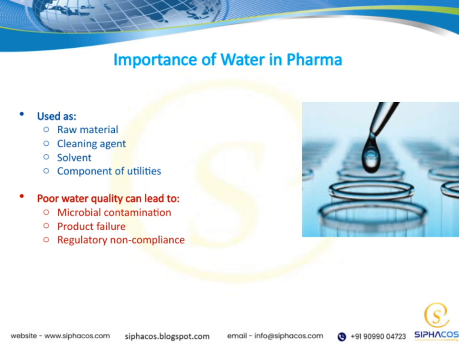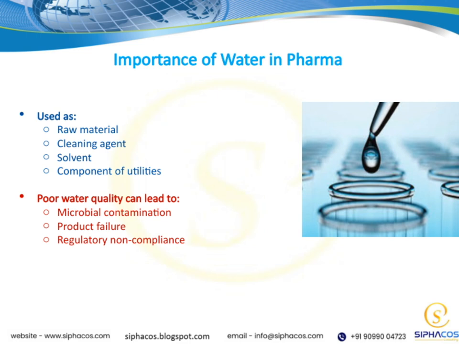However, the quality of water we use is absolutely critical. Poor water quality can cause microbial contamination, which can compromise the safety of the final product. It can also lead to product failures, resulting in costly recalls or delays. Plus, if water quality doesn't meet regulatory standards, it can mean non-compliance, which can have serious legal and reputational consequences. Understanding the importance of water in pharma is fundamental because it directly impacts product quality, safety, and compliance.